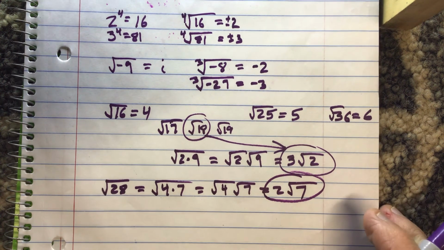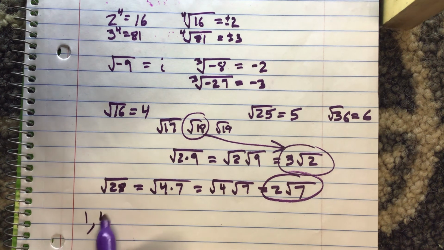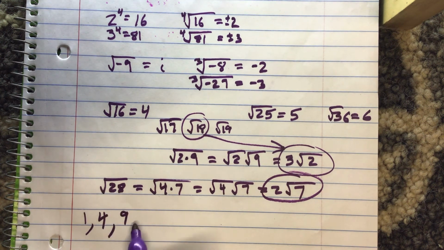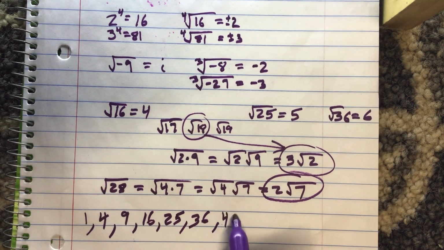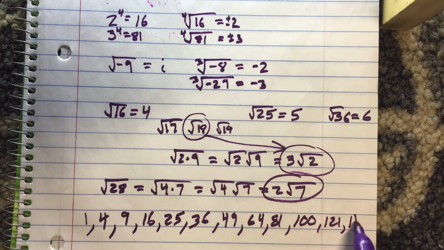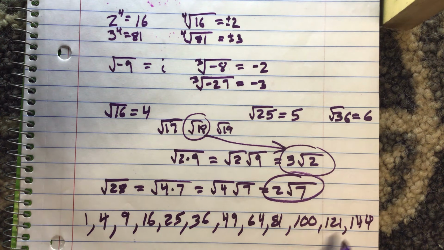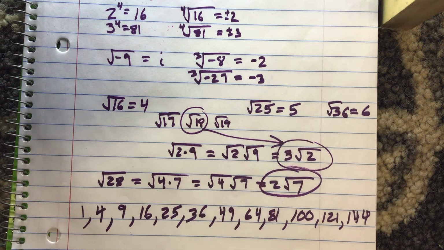I guess one more thing that's worth mentioning, you should know the perfect squares by heart, I think. And so we have 1, which is 1 times 1, 4, which is 2 times 2, 9, 3 times 3, 16, 25, 36, 49 is 7 times 7, 64, 81, 100, 121, and 144. These are perfect squares, which means if I took the square root of these, I get 12, 11, 10, 9, 8, 7, 6, 5, 4, 3, 2, 1. So those are perfect squares. Definitely worth memorizing, easy to memorize.